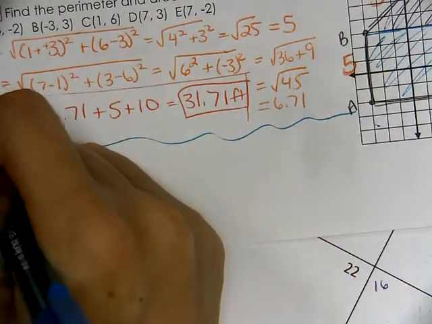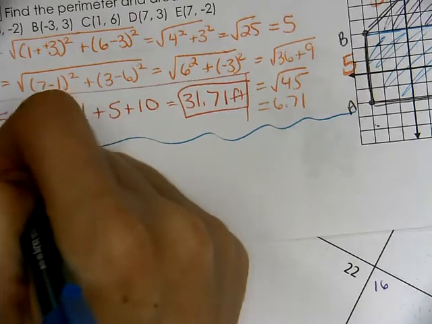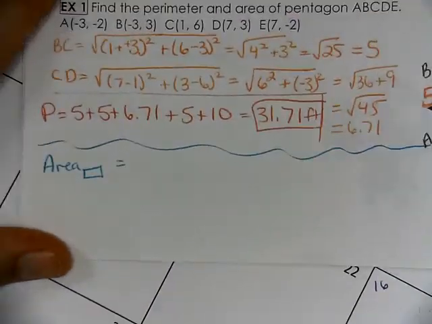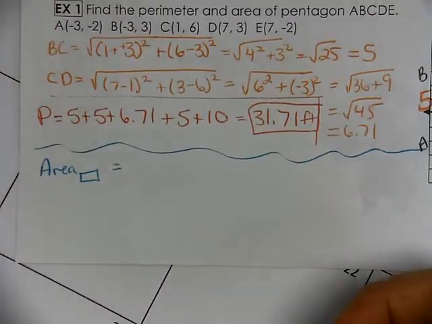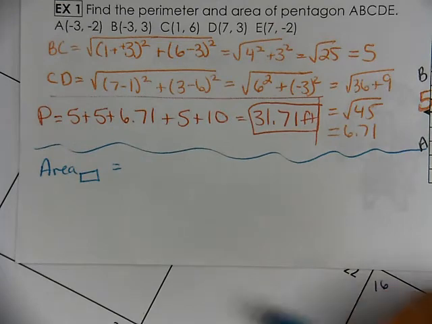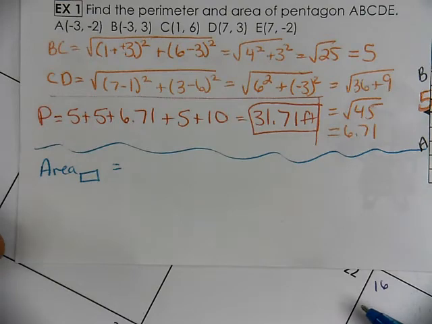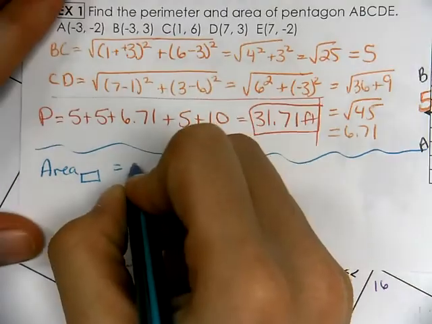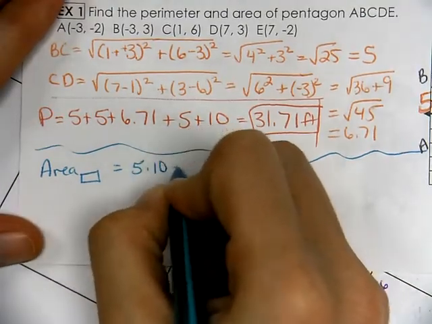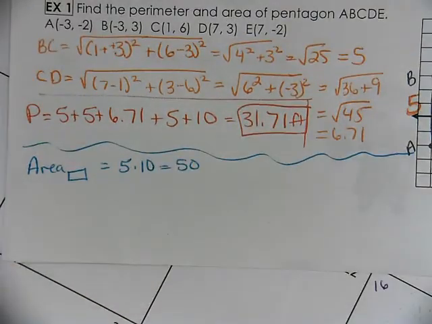So I always write it like this, area, and then I draw a little rectangle. Because we did perimeter first, the perimeter is really going to help us. Because what's the base and the height of my rectangle? 5 and 10. So it's 5 times 10, which is 50.